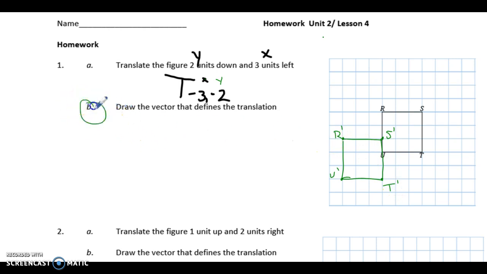Okay, so the second thing says draw the vector that defines the translation. Remember, a vector shows length and direction, and when we do a translation, the length and direction that each point traveled should be the same. And so don't forget to put an arrow here because you're showing direction, and this should match what we just drew going from R to R prime, S to S prime, T to T prime, and U to U prime. When we draw in these vectors, it ends up looking like a 3D shape almost, but knowing that this is really my resulting figure, I just slid RSTU.